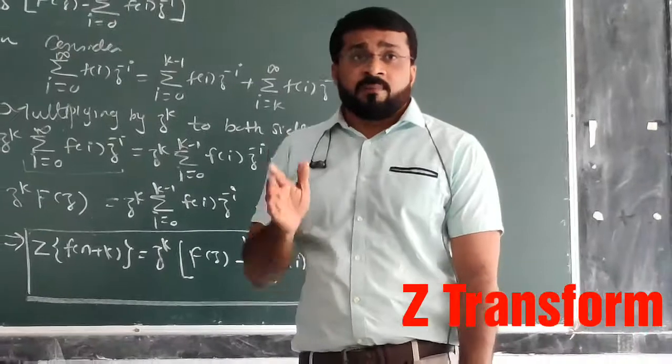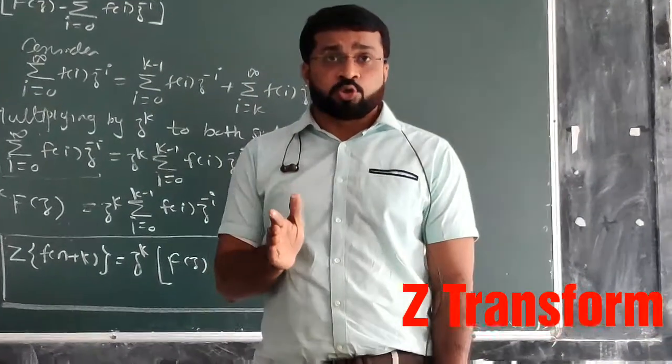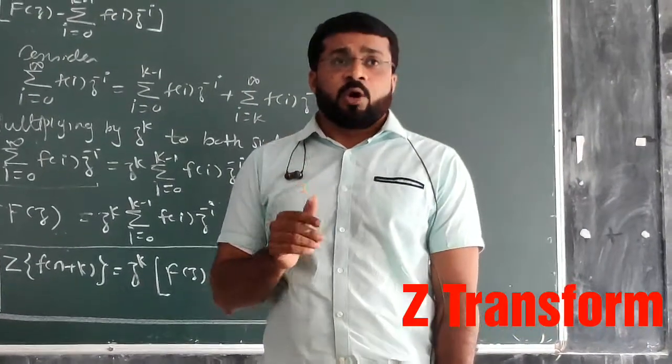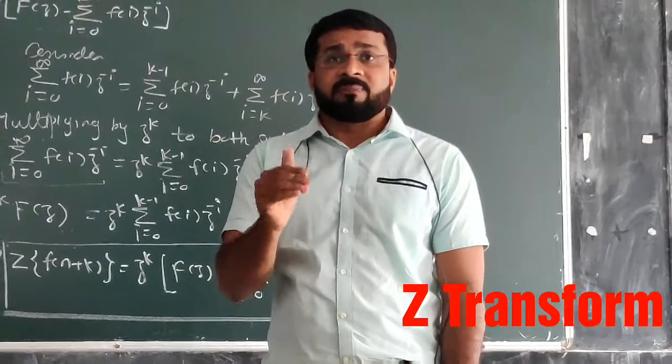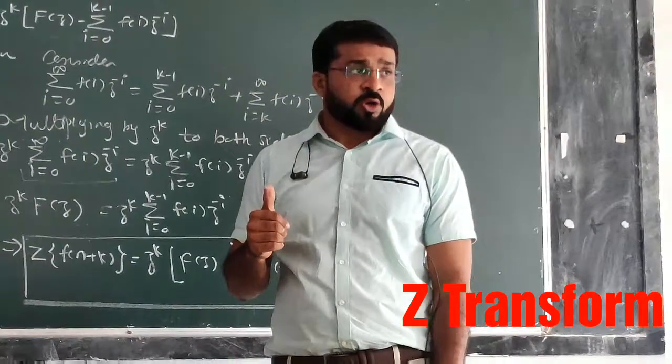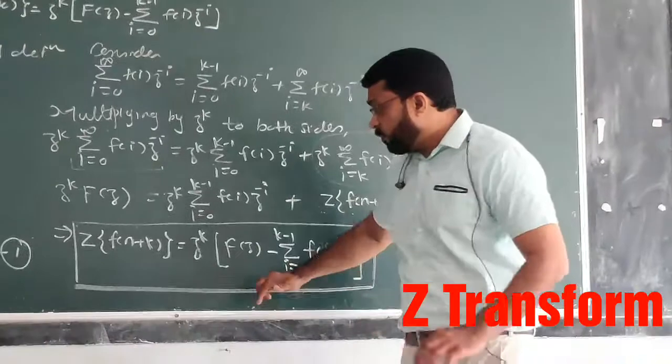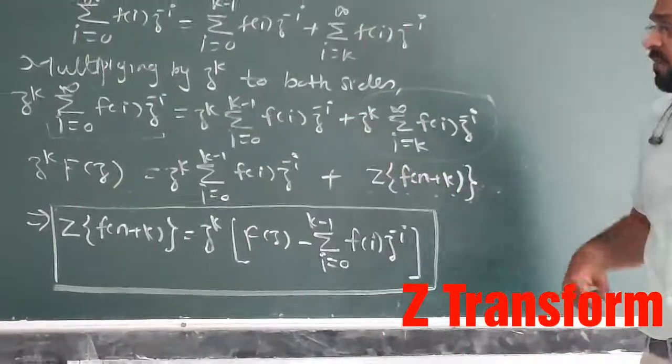Why is it important? Because this property is mainly used to solve a difference equation. और z ट्रांसफॉर्मेशन का मेन एप्लीकेशन होता है डिफरेंस इक्वेशन को कैसे सॉल्व किया जाए. ठीक है, तो ये प्रॉपर्टी इसलिए इंपॉर्टेंट है हमारी. तो इस पे हम रिजल्ट थोड़ा देखते हैं.